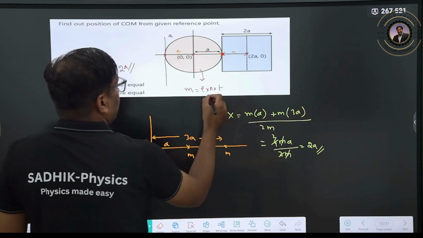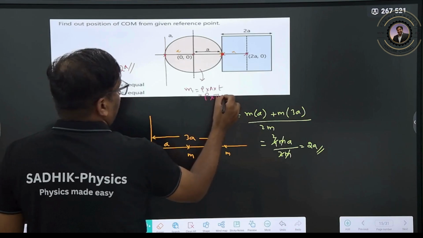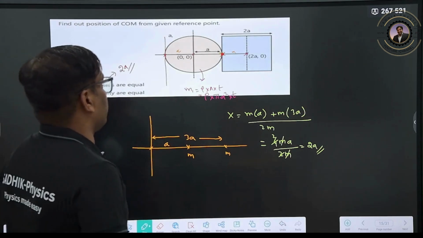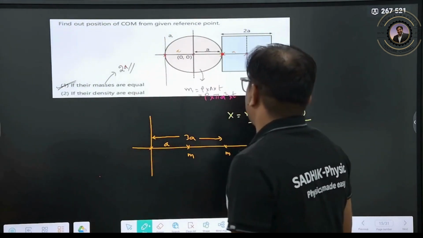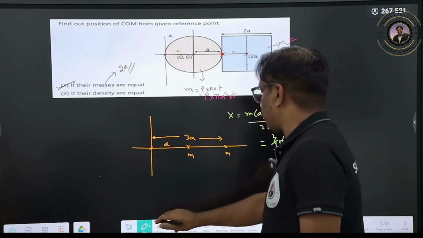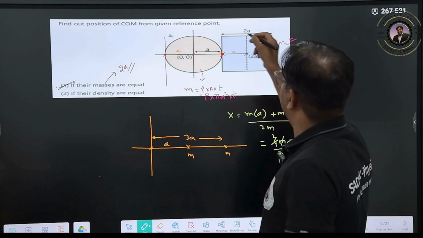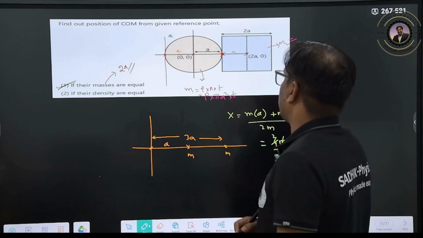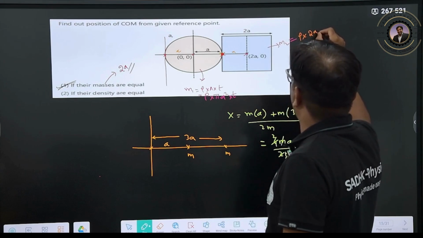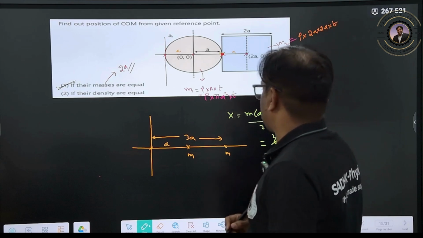Clear? So the mass is density into area, since the densities are equal. The area is pi a square, into t. This is the mass of this circular disc. Now the mass of this other one, m2: this side is 2a and this side is also 2a, so density into area is 2a into 2a, into t. This is your mass, right?